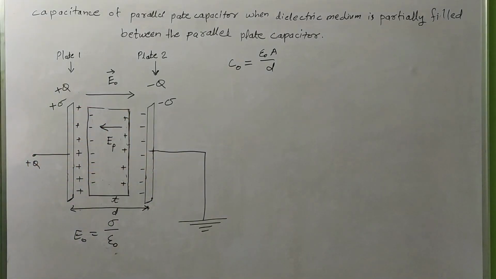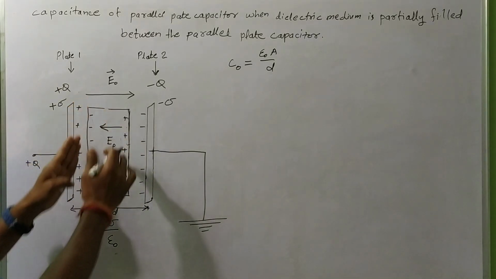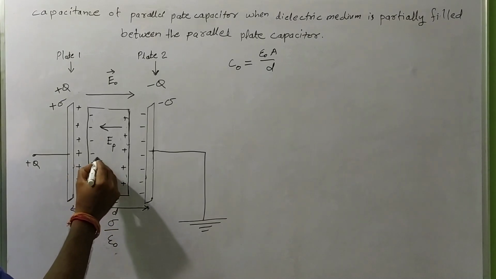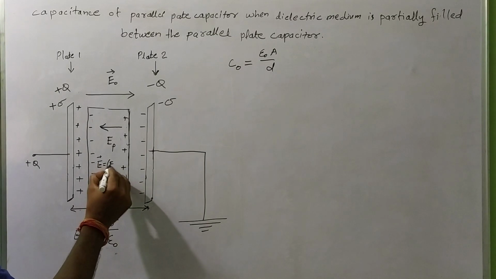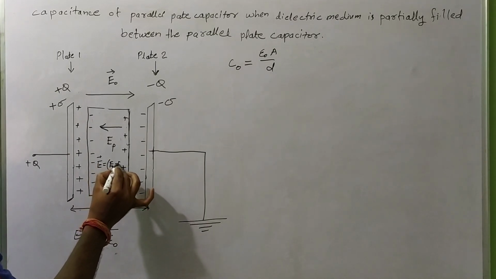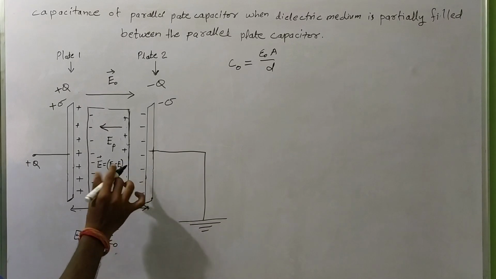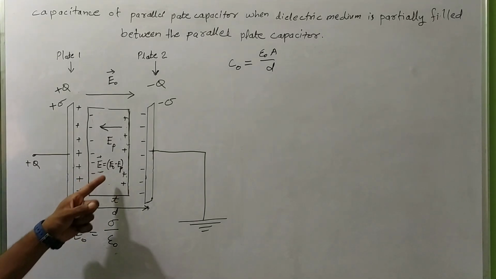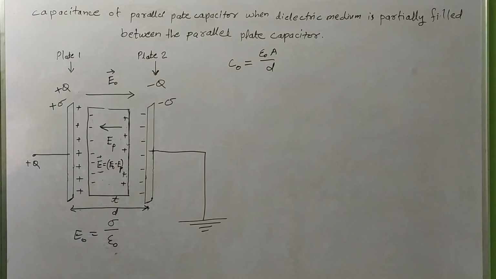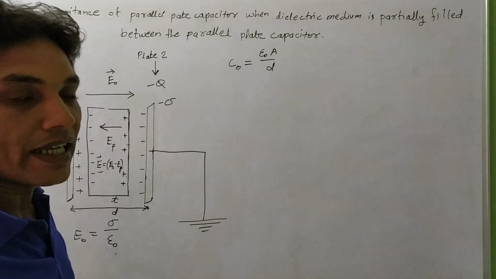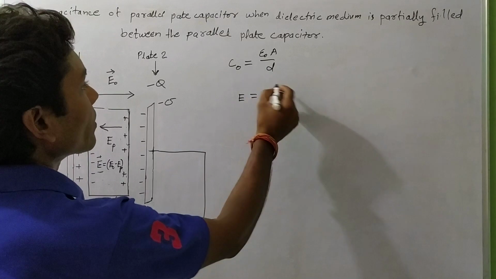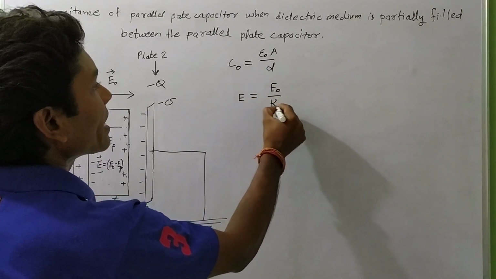Okay, now in this dielectric material, the net electric field will be E, and it will be E naught minus EP inside the dielectric material. Okay, net electric field, E equal to E naught minus EP. Now the electric field inside the dielectric material will be E equal to E naught upon K.